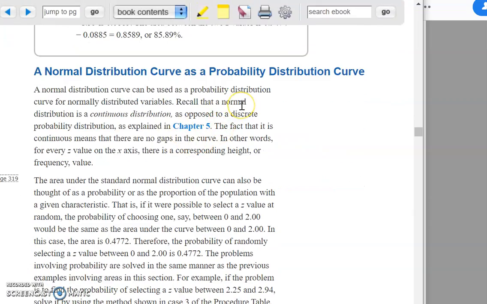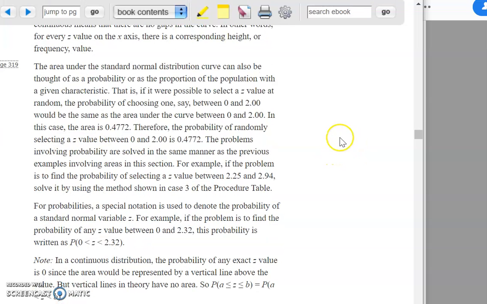So now in this section, the author is talking about how the normal distribution curve can be considered as a probability distribution curve for normally distributed variables. And so many variables are normally distributed. It makes it a very useful concept here. He talks about it being a continuous distribution. I think we've discussed that at length.